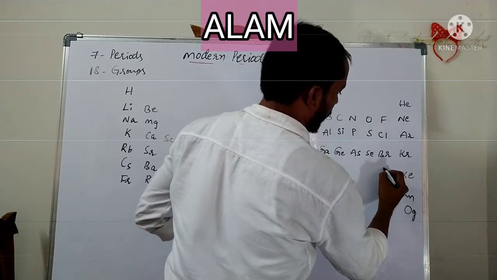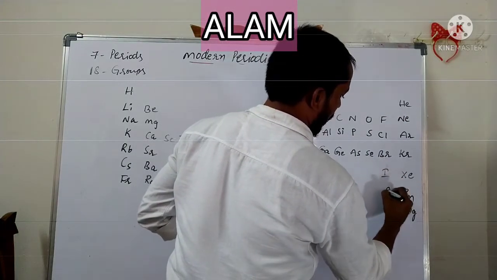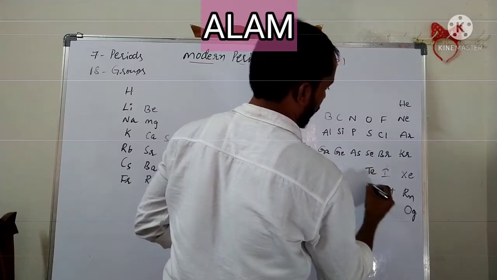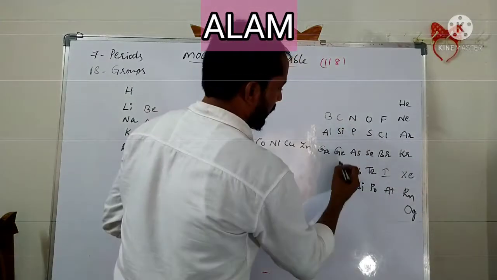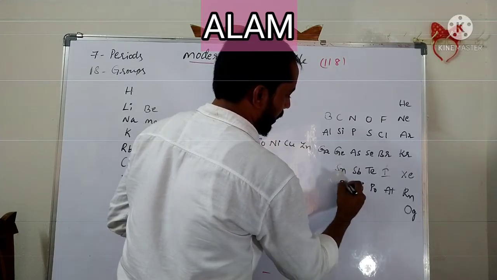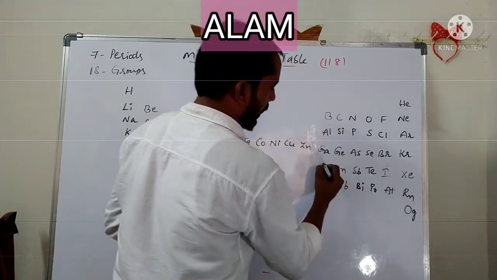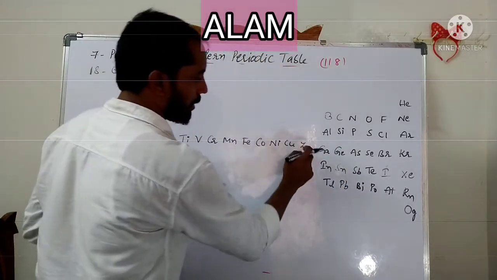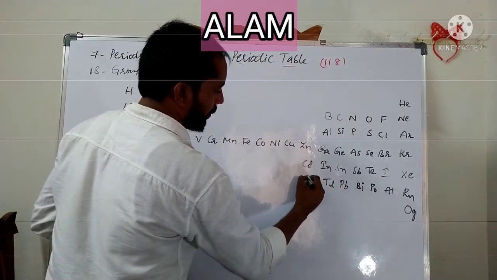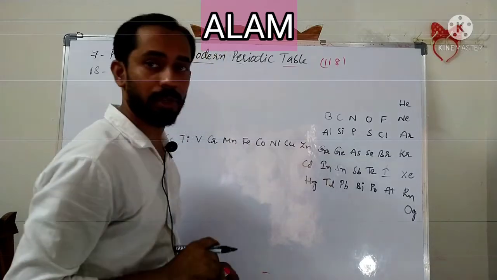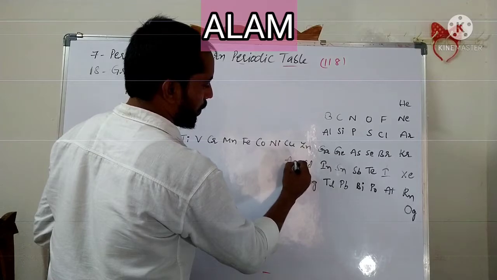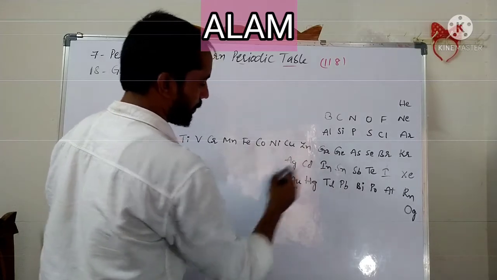Seventh group elements are fluorine, chlorine, bromine, iodine, astatine; then sulfur, selenium, tellurium, polonium; carbon, silicon, germanium, tin, lead; boron, aluminum, gallium, indium, thallium. Here zinc, cadmium, mercury, which are the second big group of elements. Next, the coinage elements are copper, silver, gold.